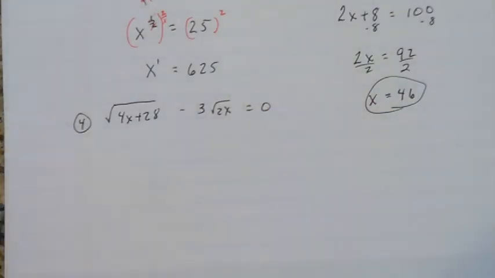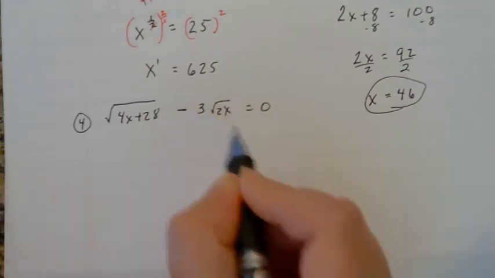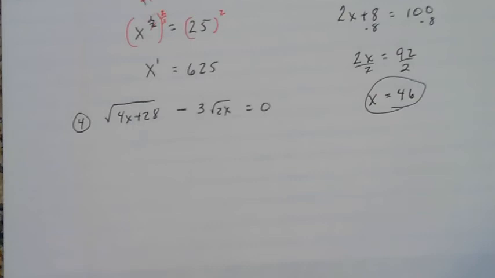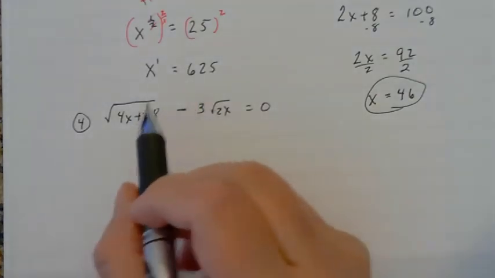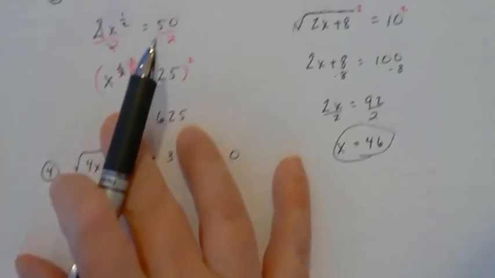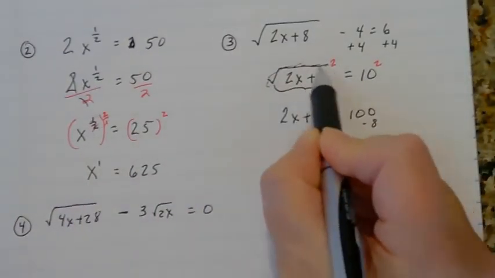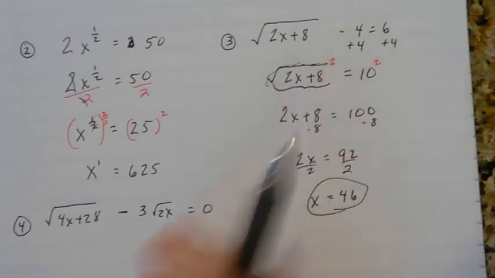So the first thing I want to do on this one is kind of caution you. A lot of people would say on this one, because we have a square root, the first thing we need to do is square both sides, and that's not true. The only time you want to square both sides is whenever you're at a problem like this, where all you have on one side is a square root.